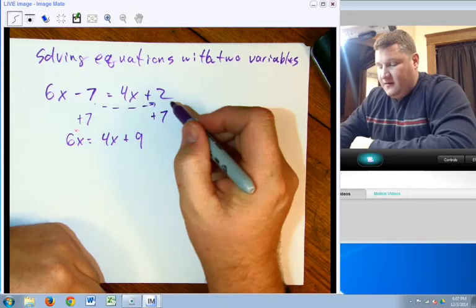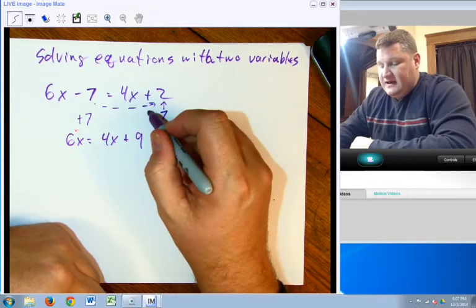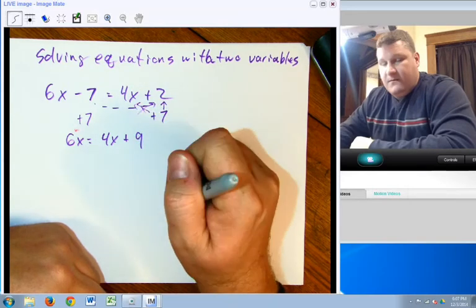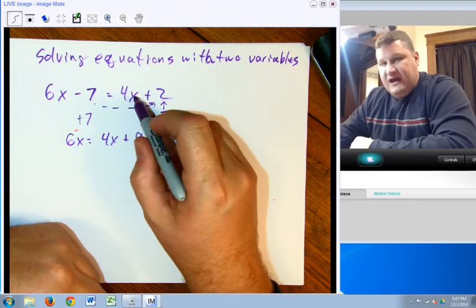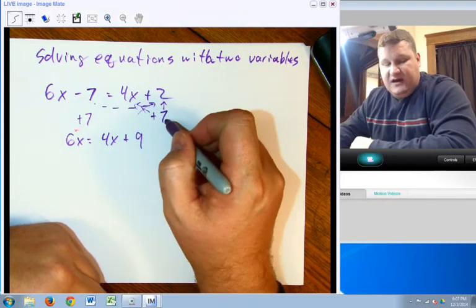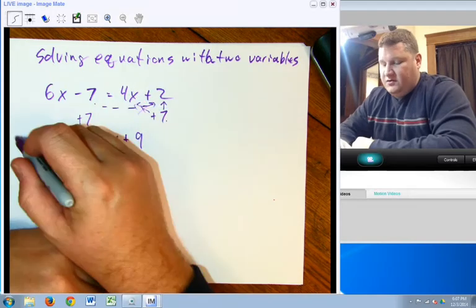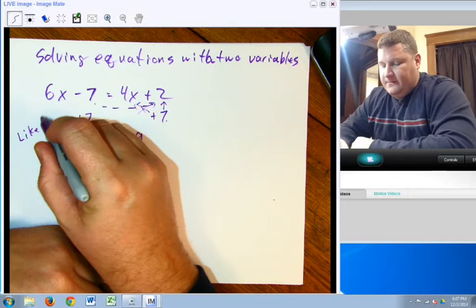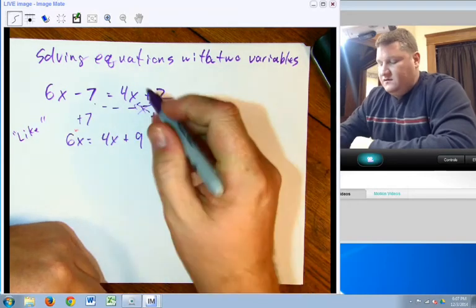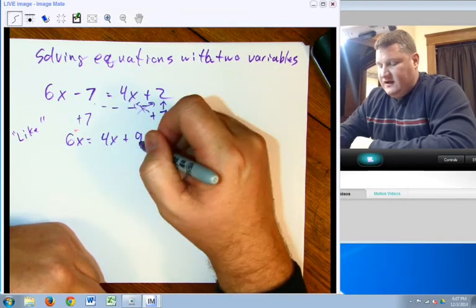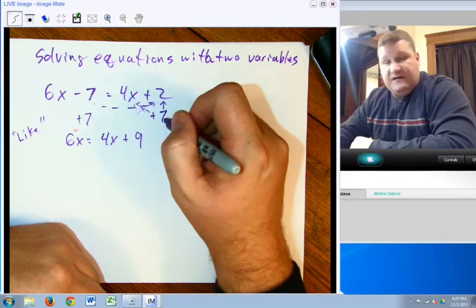Now, I put it together with the 2, not with the 4, because this 4 has an x attached with it. This 7 doesn't have an x, so we can only put together like terms. What we're looking for is like terms. So in this case, 2 and 7 go together, and 4 and 7 do not.